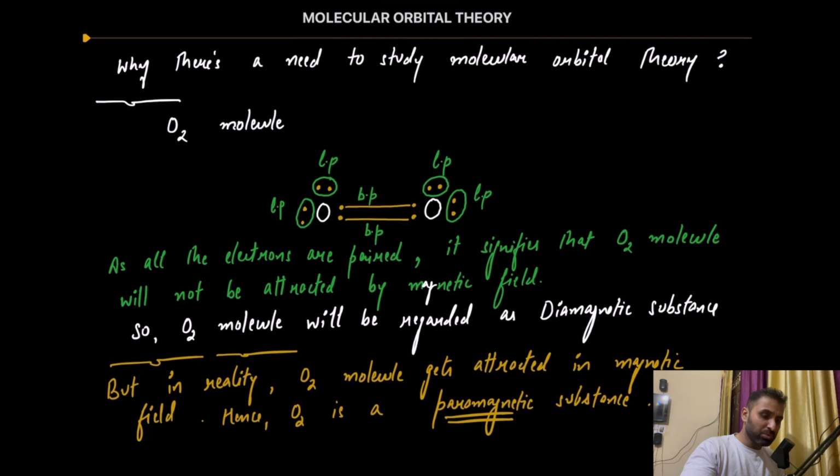So that means O2 somewhere has unpaired electrons, but the Lewis structure is not signifying those unpaired electrons. So to find those unpaired electrons, a new concept called molecular orbital theory has been introduced, and this molecular orbital theory deals with diatomic substances, that's O2, Cl2, Br2, I2, N2, CO, etc.